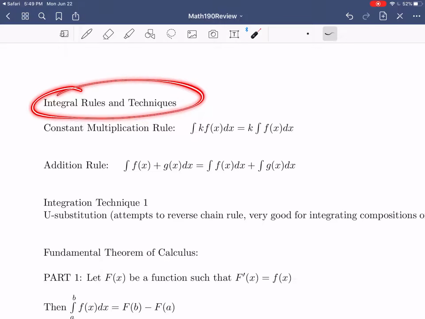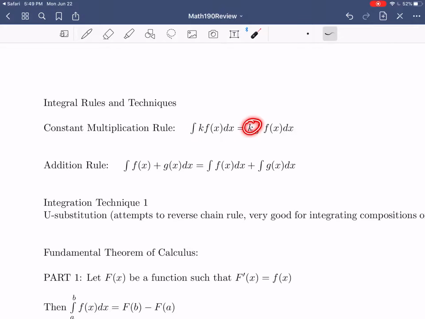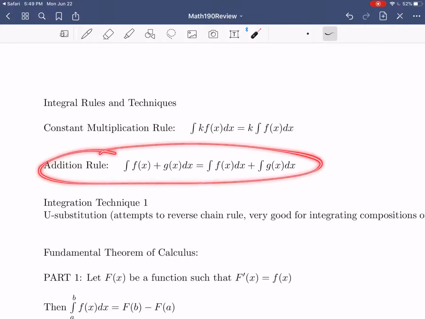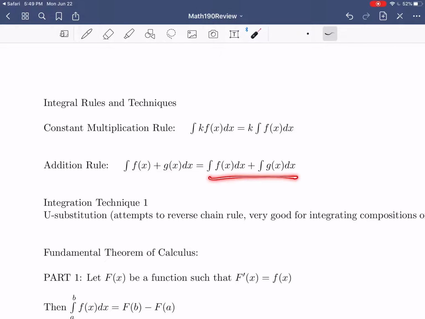So, integral rules and techniques that you've encountered thus far. Constant multiplication rule: the integral of a constant times a function dx is the same as the constant times the integral of the function. In other words, when integrating, you can pull constants through the integral. You've got the addition rule as well. The integral of a sum is the same as the sum of the integrals. In other words, integrals distribute over addition. Are there product rules and quotient rules for integration? Not really. There are techniques that attempt to reverse them that we'll talk about, but right now these are probably the only two rules you have encountered for what are valid manipulations of an integral.